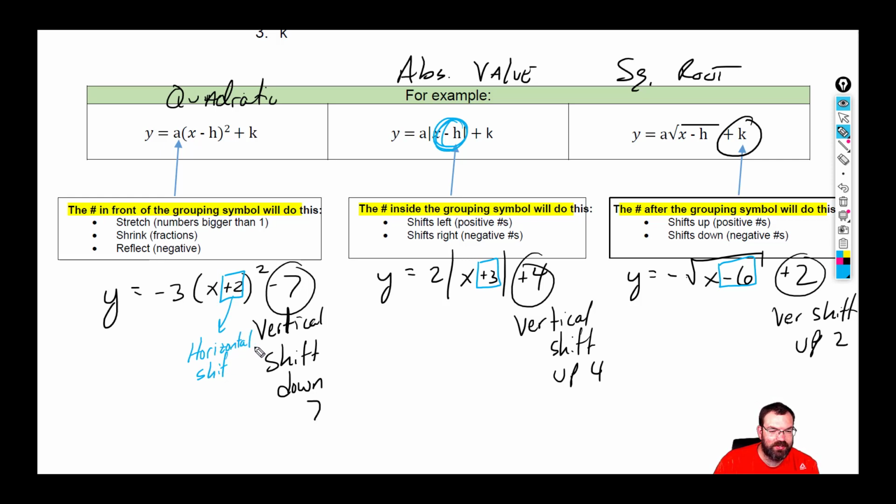I don't want to leave that as an abbreviation, so I'm going to write horizontal shift. This is a plus 2, so it's opposite. I've got to go left 2. This one here is telling me that this is a horizontal shift. This is a plus 3, so I've got to go left 3. I've got to go opposite.